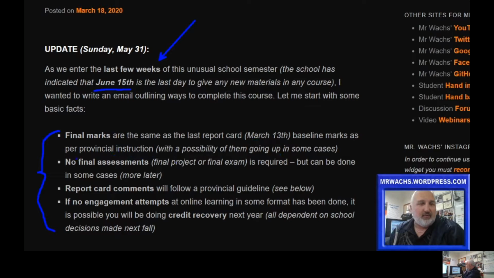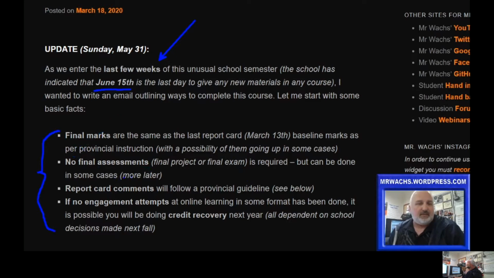Second basic fact, there will be no required final assessment in any course. Okay, that means no final exam, not that there ever was one in computer science, and no required final project. The final project is not required for the computer science course. However, there is an option for a final assessment that I'm going to talk about in a minute. Not required, but an option.